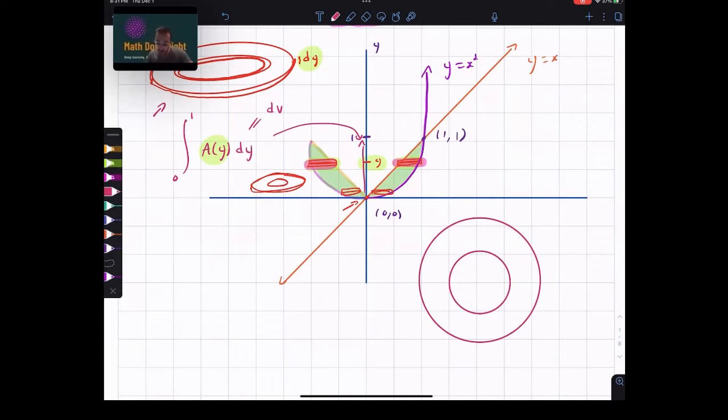And so what is the area of the bigger disk? Well, it's pi, I almost wrote 2 pi r, oh my God, pi r squared. It's been a long day.